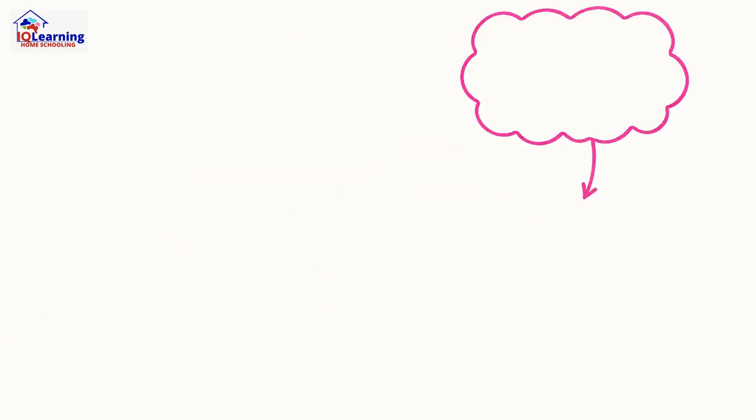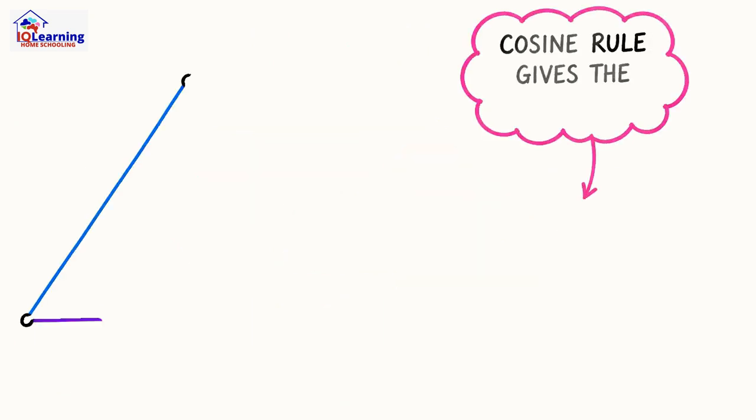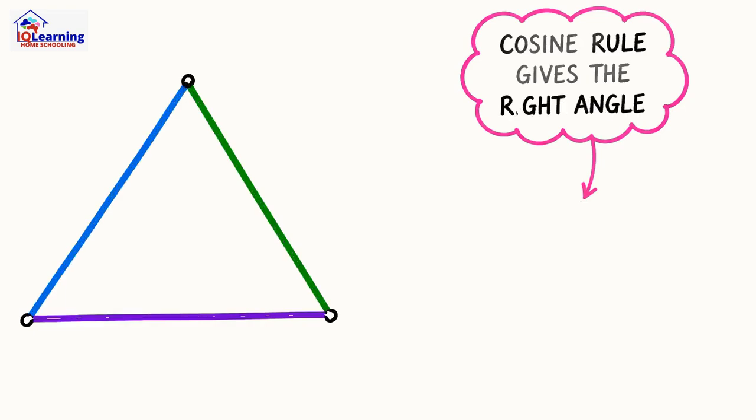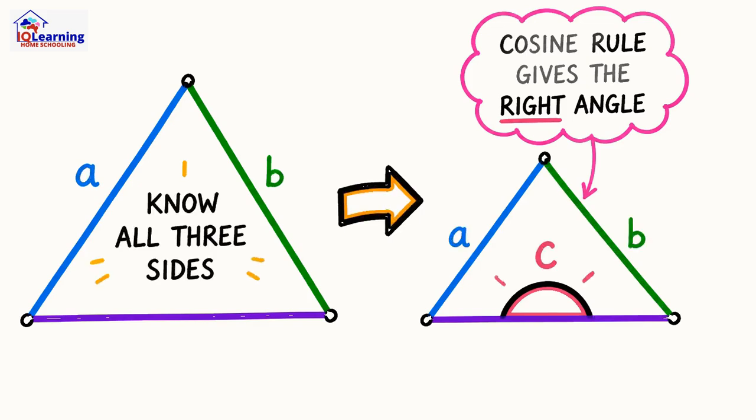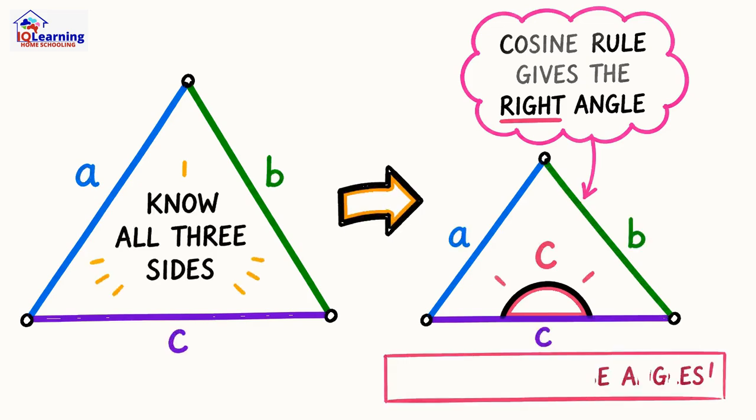If you know all 3 sides of a triangle, the cosine rule is the only way to find an angle. And unlike the sine rule, there's no ambiguity. It always gives you the right angle, even for obtuse angles. To complete your toolkit, there's also a new way to find a triangle's area without needing its vertical height. The formula, area equals 1/2 AB sine C, just needs 2 sides and the included angle.